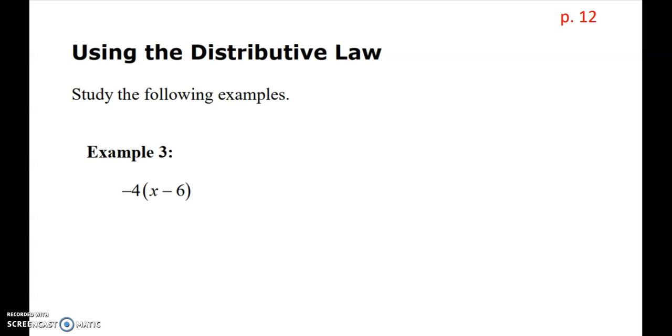So for example 3, we're going to distribute negative 4 to x. Remember, that's like a 1x. And negative 4 to negative 6. So we're going to be multiplying to both terms. Negative 4 times x results in a negative 4x, because remember, that's like negative 4 times positive 1. And then for our second term, negative 4 multiplied to negative 6. Remember our integer rules. When the signs are the same, the answer will be positive. So negative 4 times negative 6 is a positive 24. So our simplified expression is negative 4x plus 24.